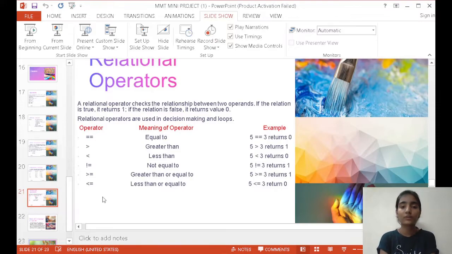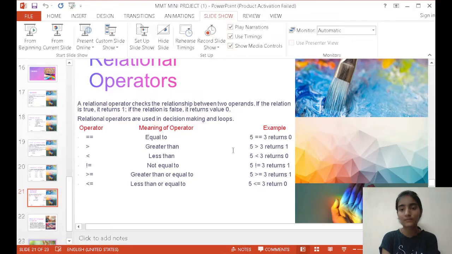Now we will study what are the relational operators. A relational operator checks the relation between the two operands. These are all the relational operators which check the relation between the two operands. So this is the equal to operator, this is greater than, this is less than, this is not equal to, this is greater than or equal to, or this is less than or equal to.